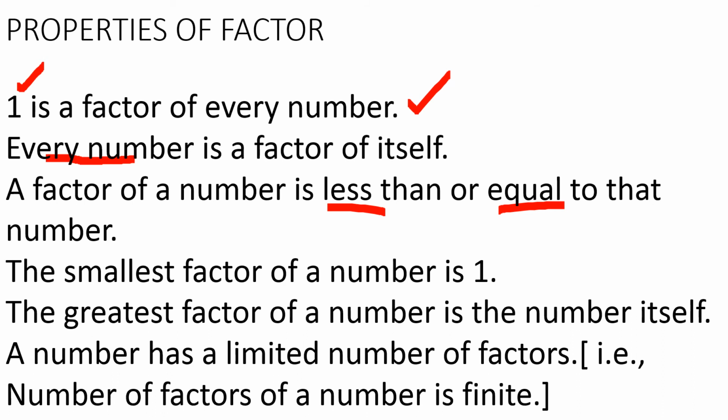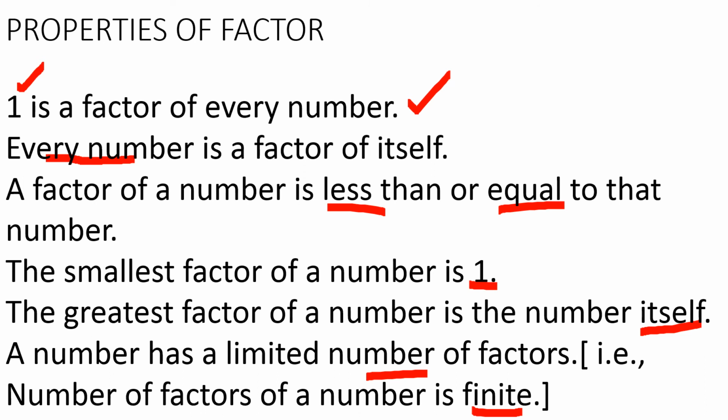The smallest factor of a number is 1. The greatest factor of a number is itself. So every number is the greatest factor of that number. A number has a limited number of factors, that is, finite, whereas we learnt that multiples are infinite. But factors are finite.